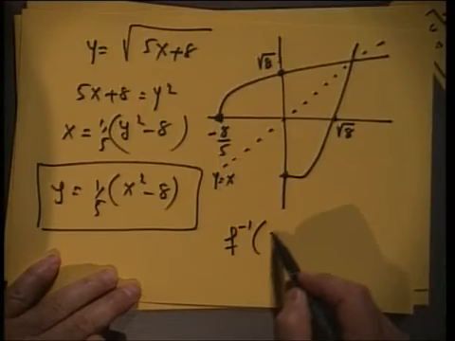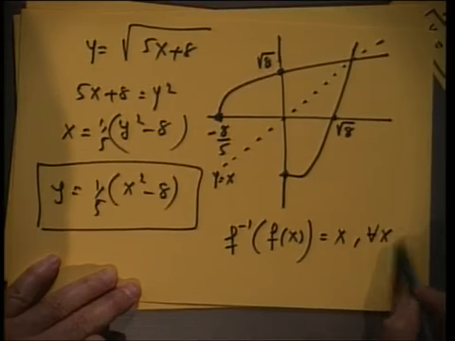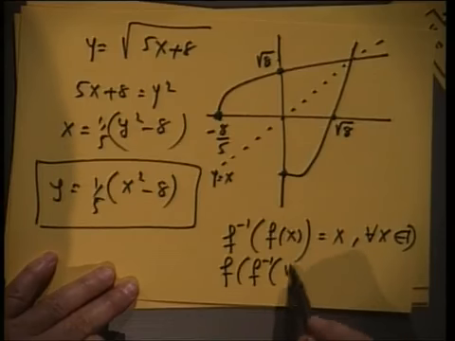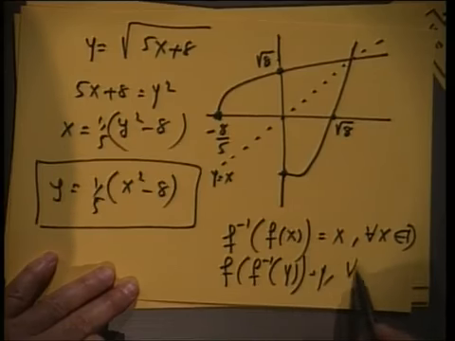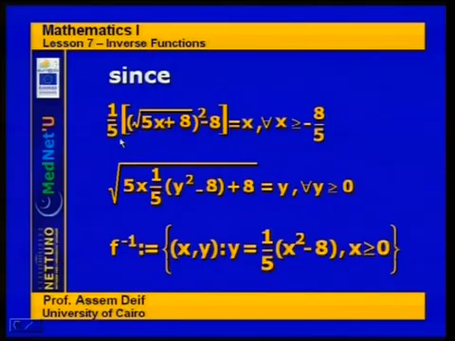f⁻¹(f(x)) = x for all x lying in the domain of f, while f(f⁻¹(y)) = y for all y lying in the range of f. These are the two operations which we perform on the function f⁻¹. So what is the inverse function here? The inverse function is (1/5)(y² − 8).